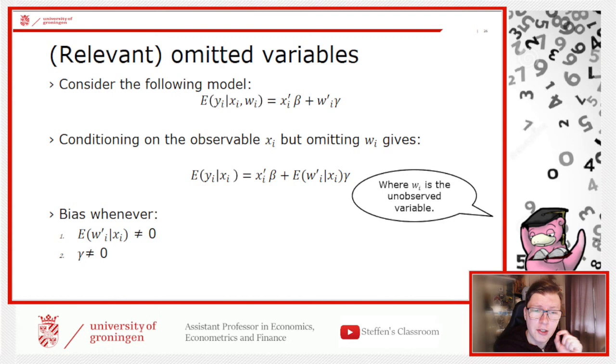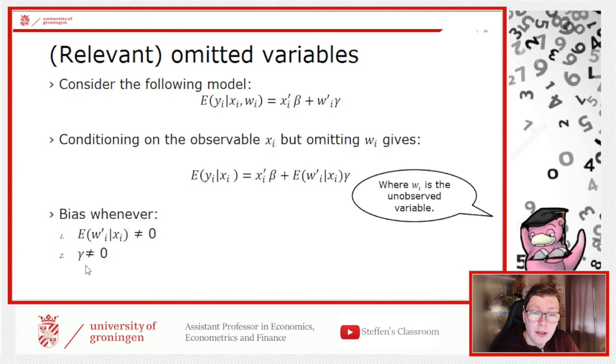It comes in two cases. Either it is biased when this here is non-zero, I'll get back to that in just a moment, or it is biased when this parameter gamma is non-zero. They relate to two different cases. First, whether there is any correlation whatsoever between them. There has to be some correlation; if there's none, then there's no problem whatsoever. And the second has to be, I would say, relevant.